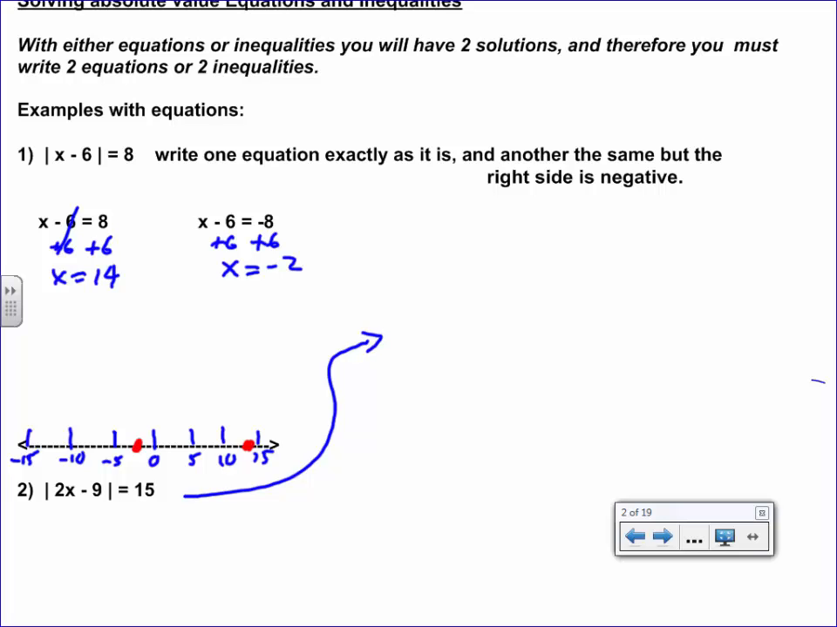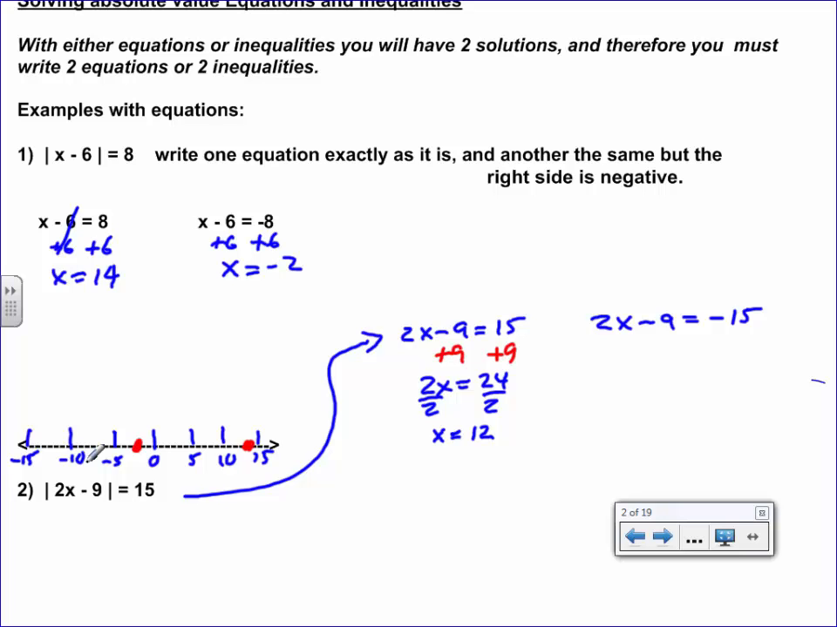The absolute value of 2x minus 9 equals 15. Write the one exactly as it is. And write the other one the same, 2x minus 9, but make this negative 15. Let's solve these. Add 9, add 9. 2x equals 24. Divide by 2, divide by 2. X equals 12.